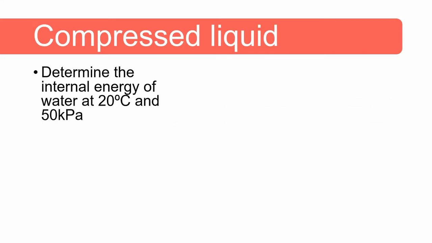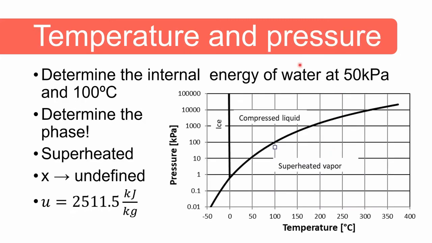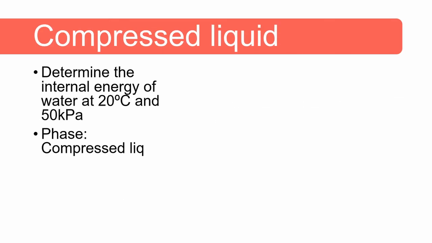Now let's look at a compressed liquid example. The question asks us to determine the internal energy of water at 20 degrees Celsius and 50 kilopascal. If we look at the sketch from our previous question, we can see that at 20 degrees Celsius and 50 kPa, we are in the compressed liquid region. As such, the phase is compressed liquid.